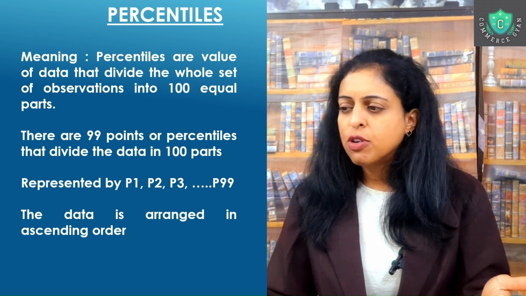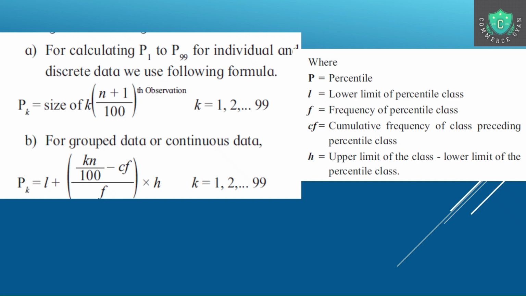Look at the first part, for calculating P1 to P99 for individual and discrete data. There are always two parts. Individual and discrete data, first formula. And for grouped or continuous data, we again use the second formula. So for individual data, size of k(n+1), where k is what? 1 to 99, over 100. In this case it is not (n+1) upon 10. What is it? It is 100.